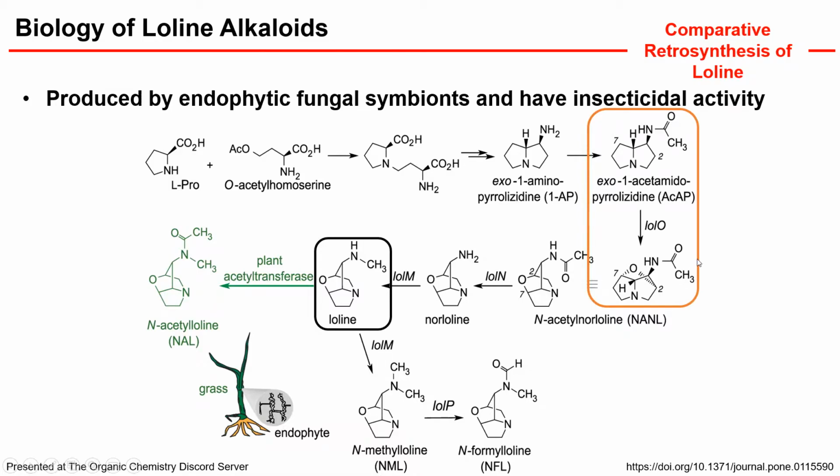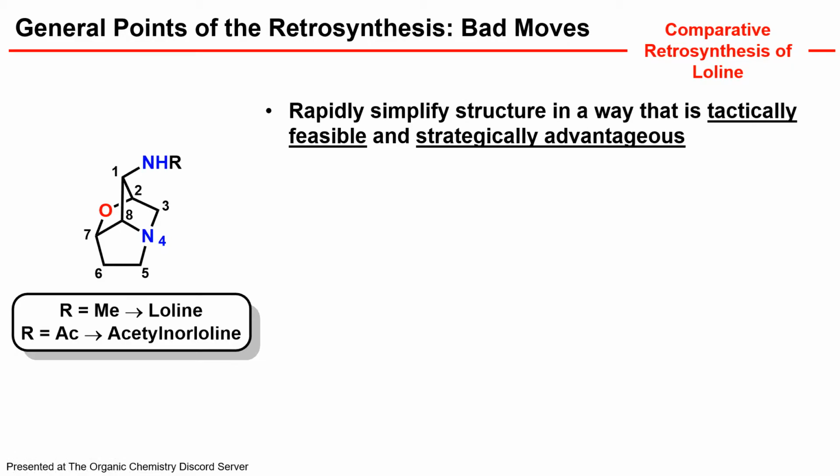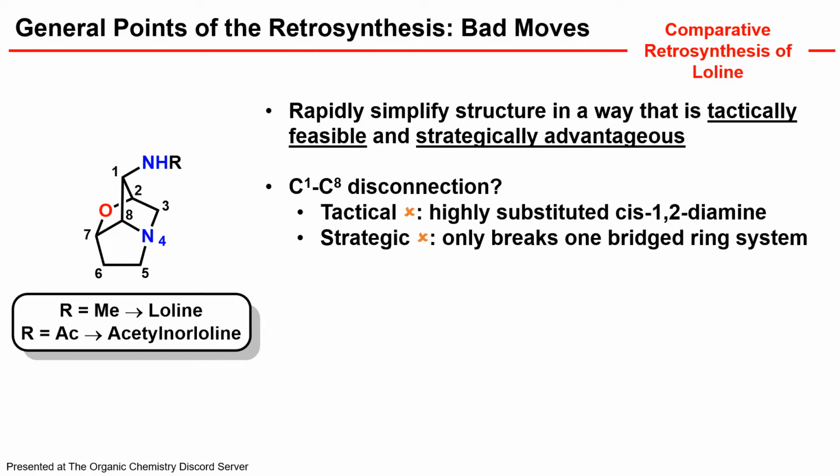But anyway, why do we care about this molecule? Because we're organic chemists, and we just want to show biologists that we can make the molecules. So the goal of retrosynthesis is to rapidly simplify the structure in a way that is feasible, like there's a reaction that can actually do it, and strategically advantageous, like it's a good move, like in a game, right? Okay. So let's talk about some bad moves, right?